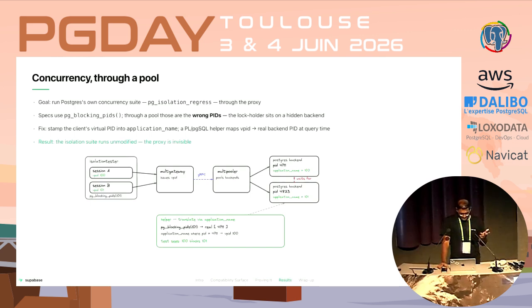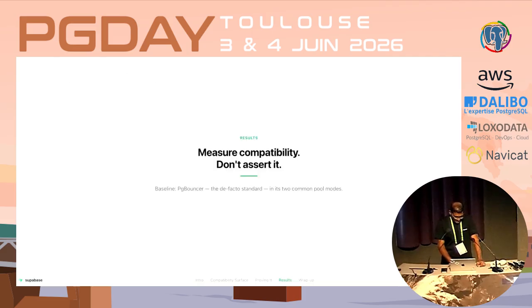Our fix, again a simple one, is that we use the notion of a virtual PID. At session start, we stamp this VPID into the application name, which is a free-form field you can set. Then we install a tiny PG helper alongside the suite that translates the client-visible session identifier back into the real backend PID at query time. With that in place, the isolation tests were also running end-to-end, completely unmodified, and again the proxy becomes invisible to them. So now, okay, results time.